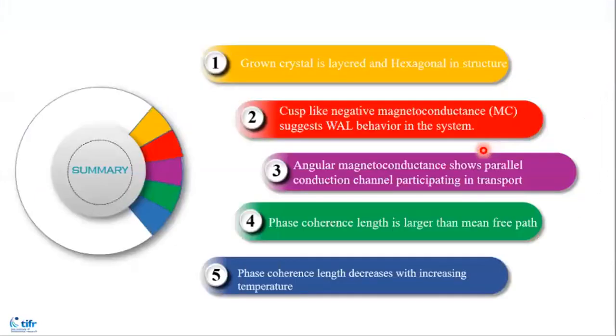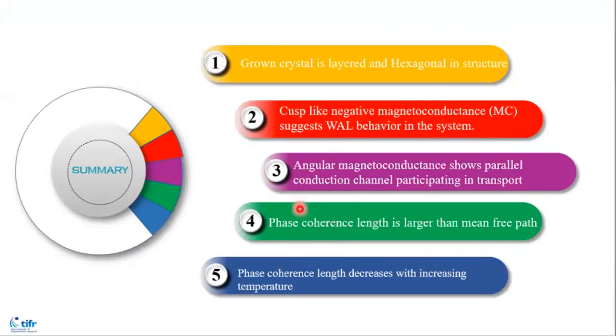So coming back to a quick summary, all the results that I have shown are grown by the flux method, and it has a hexagonal structure. The cusp-like negative magnetoconductivity in the system suggests weak antilocalization behavior, and angular magnetoconductivity shows the presence of parallel conduction channels in the system.